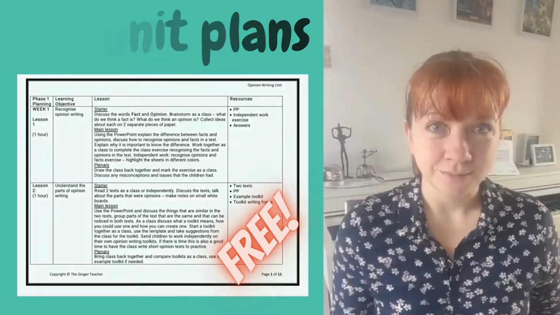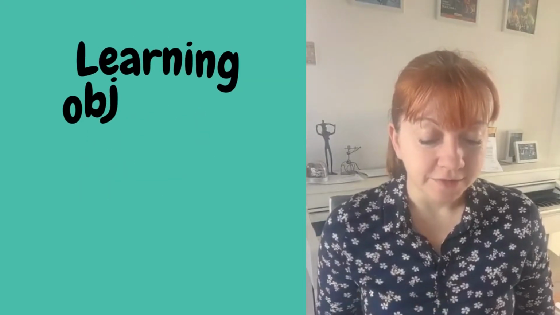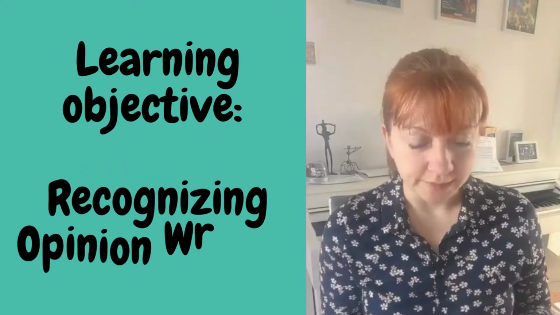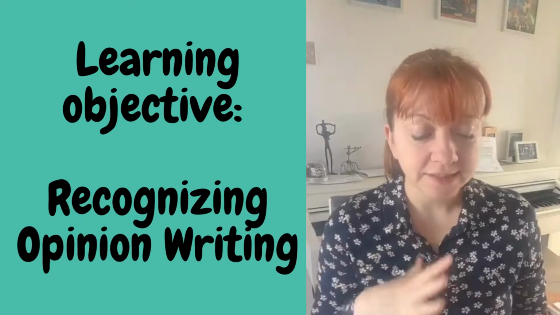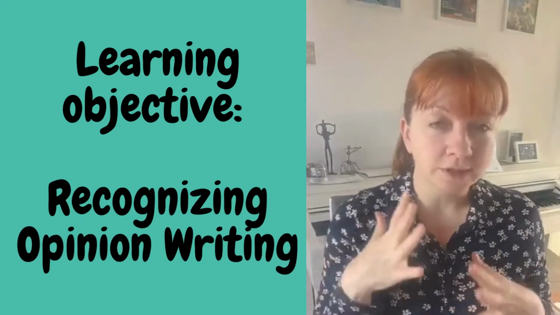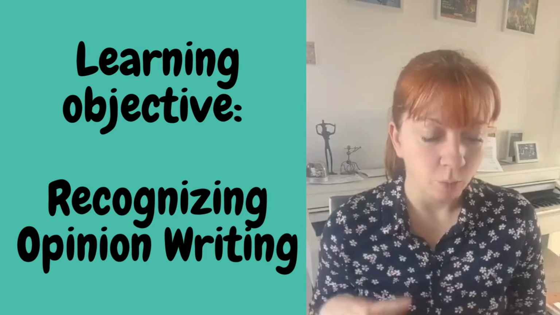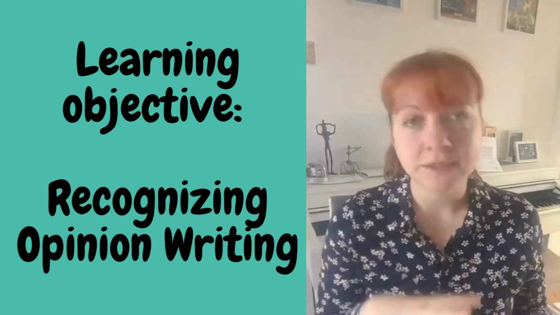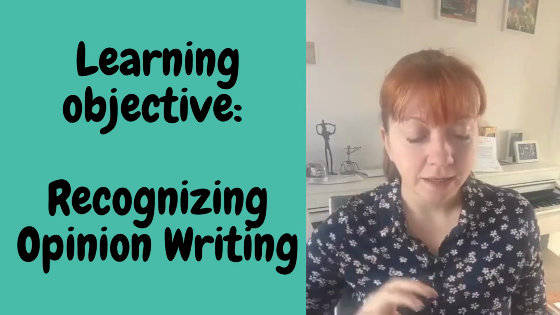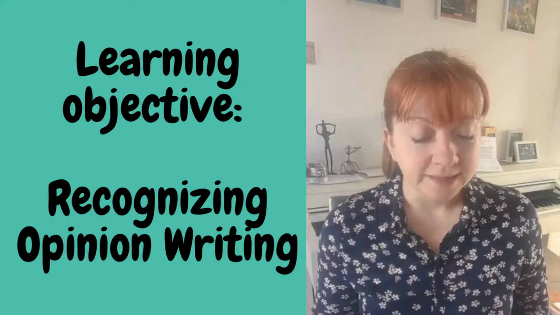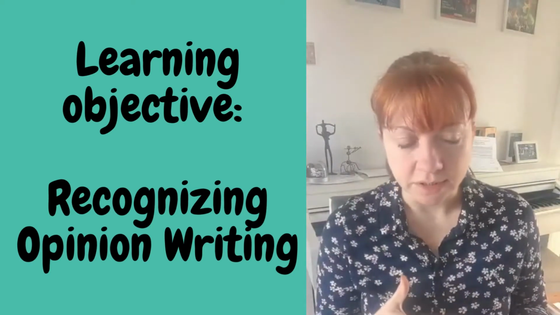Let's get started. So our very first lesson, week 1, lesson 1, phase 1, right at the beginning, we want to introduce them to opinion writing texts. So the learning objective for this lesson is recognising opinion writing. So we're going to have a nice starter where we discuss the words fact and opinion and what they mean. We'll brainstorm as a class, talk to their partners, discuss together, think about what we think a fact is, what we think an opinion is.